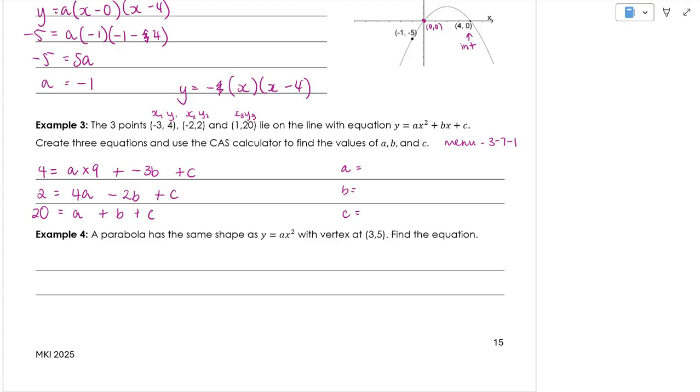Now for this example here, if I've got the same shape as y equals a x squared, what that's telling me is this parabola also has to have that intercept point of 0, 0, okay? So we're just going to sub in x and y into the equation given here. So I have 5 equals a times 3 squared, which is 9, which means that a is equal to 5 over 9. So we've got a parabola here that's 5 over 9 x squared. Now just to finish off that example 3, bring your calculator out and we'll type that one in.